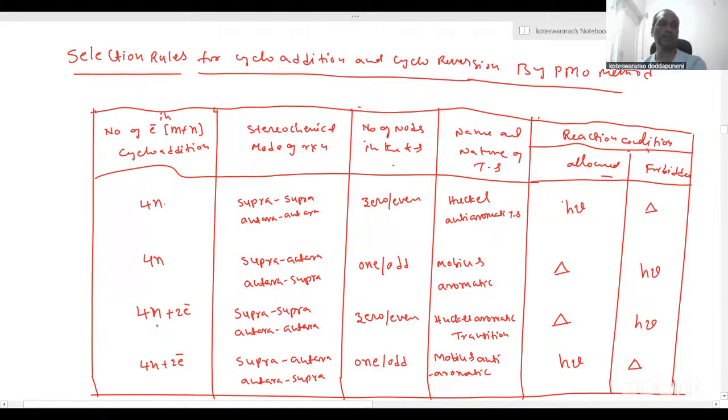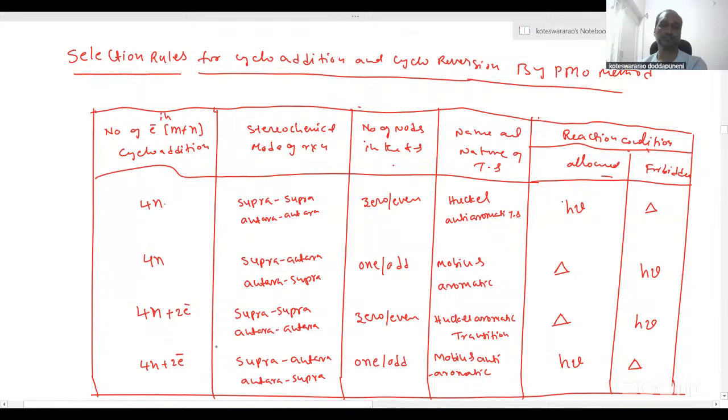Next, for 4n+2 electrons, supra-supra and antara-antara both involve zero or an even number of nodes. That is the Huckel aromatic transition state. Therefore, it is allowed under thermal conditions and forbidden under photochemical conditions.